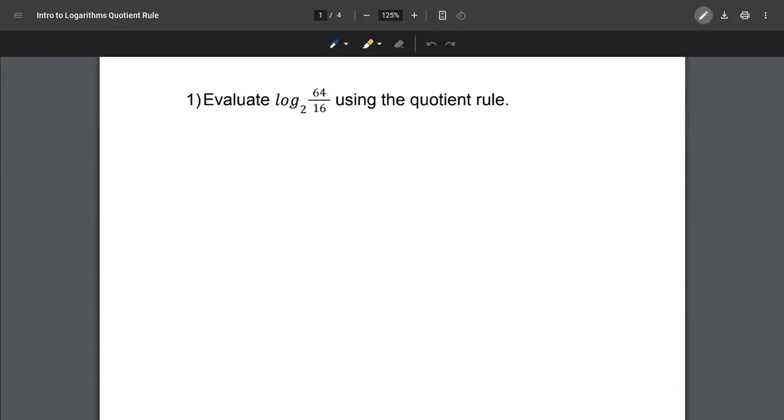In this video, we're going to tackle the quotient rule of logarithms. So when I have a fraction like I do in this first problem, where I have log base 2 of 64 divided by 16, I can rewrite that as log base 2 of 64 minus log base 2 of 16.